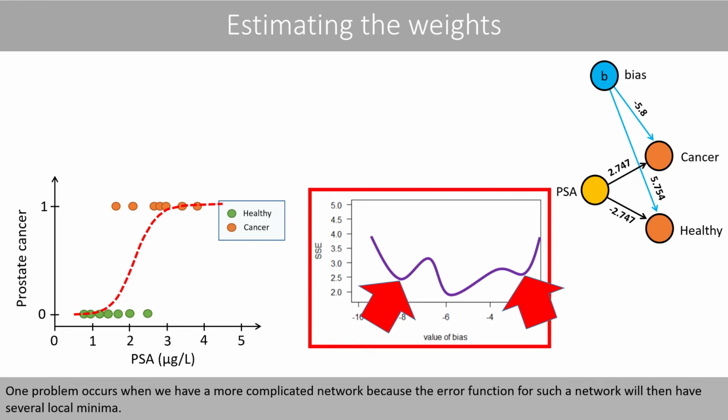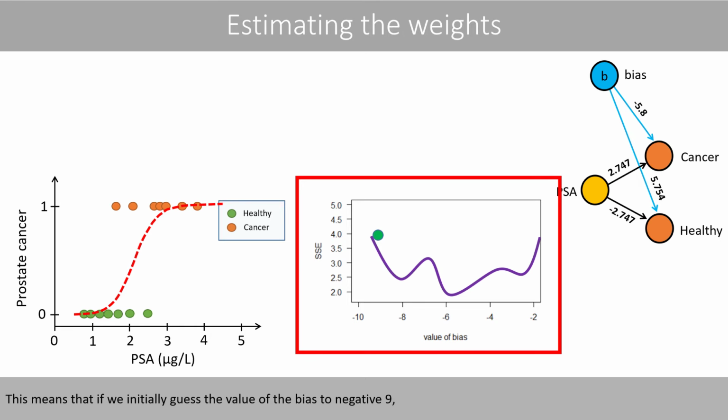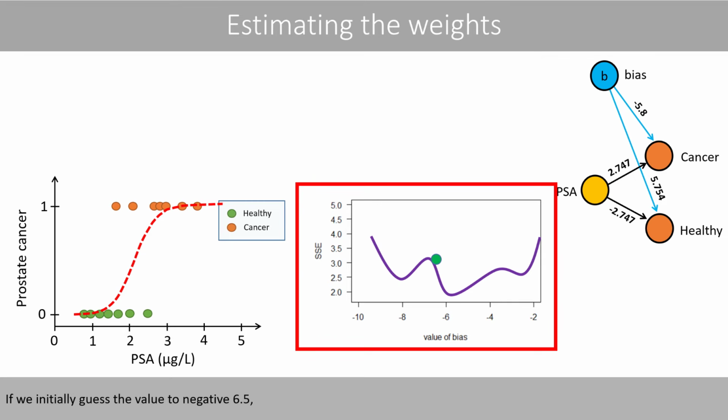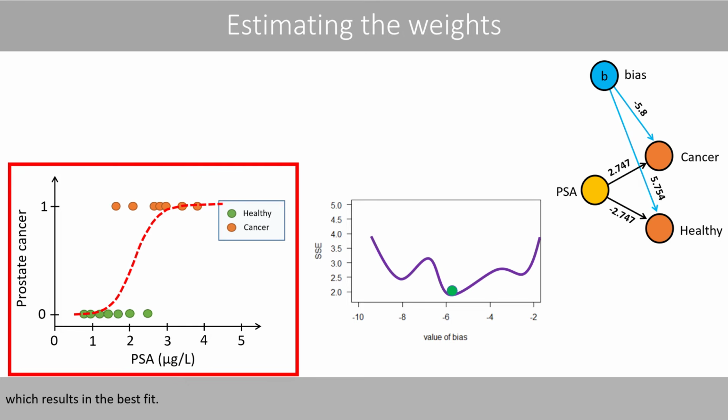One problem occurs when we have a more complicated network, because the error function for such a network will then have several local minima. This means that if we initially guess the value of the bias to be -9, the method will move down to the local minimum and report -8 as the best value, which will result in a bad fit to the data. If we initially guess the value to be -6.5 or -3.5, then we will reach the global minimum, which results in the best fit.